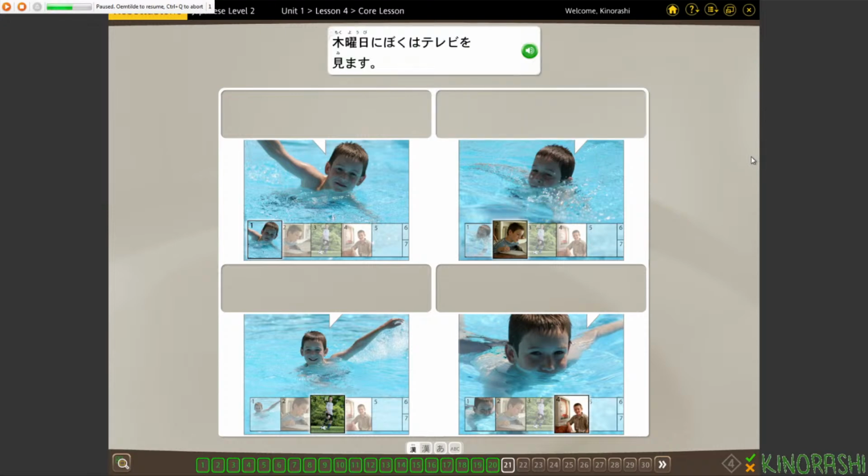木曜日に僕はテレビを見ます。木曜日 wood day, Thursday. 見ます. This is the polite indicative form of mite, which is to look.